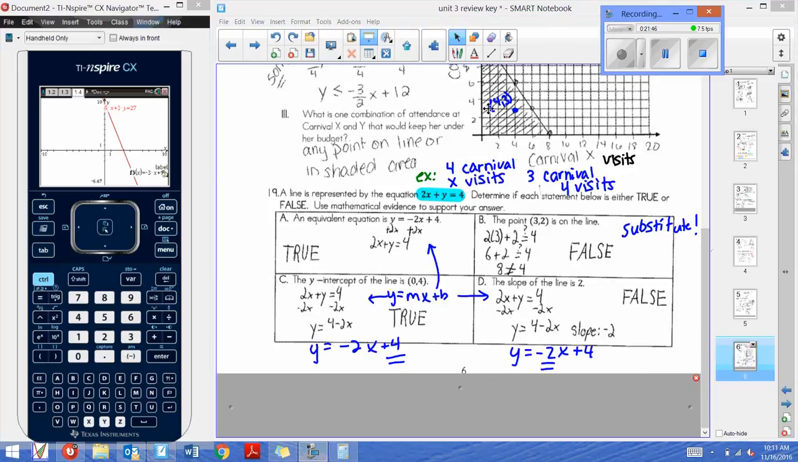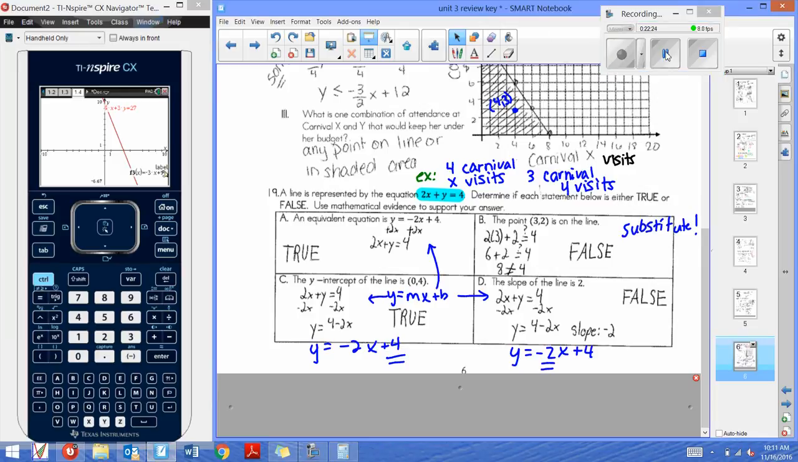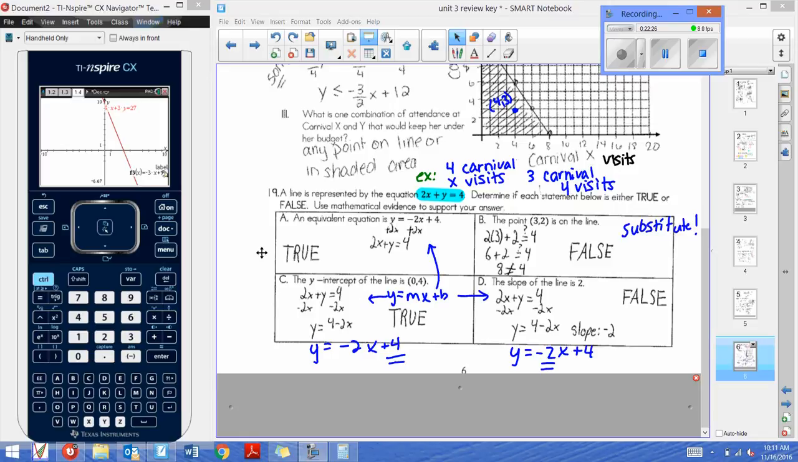Last but not least, here's question 19. So we had to use the equation 2x plus y equals 4 and pick whether or not A, B, C, or D were true or false. In A, C, and D, if you wrote your equation in y equals mx plus b form, it could be really helpful. So you start with the original and rewrite in y equals mx plus b form. B was a little bit different. Substitution was awesome to use for this. So take a minute, look back in your packet, and make sure that you have work on all of your questions.